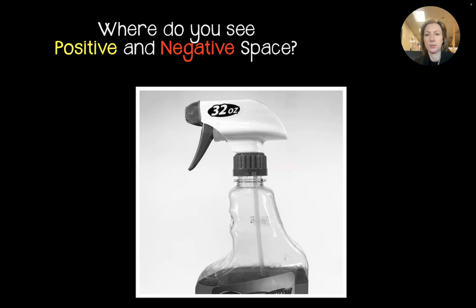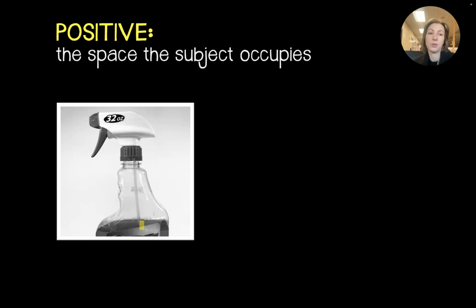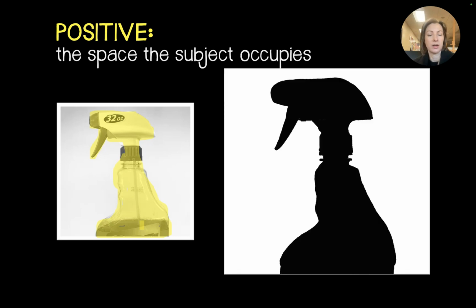So let's look at some examples. Where do you see positive and negative space in this? Remember, positive is the space the subject occupies. So first, think, what is the subject? Yes, the subject is the spray bottle, and that would be considered the positive space. If we break it down, the black in this image would be the positive space.